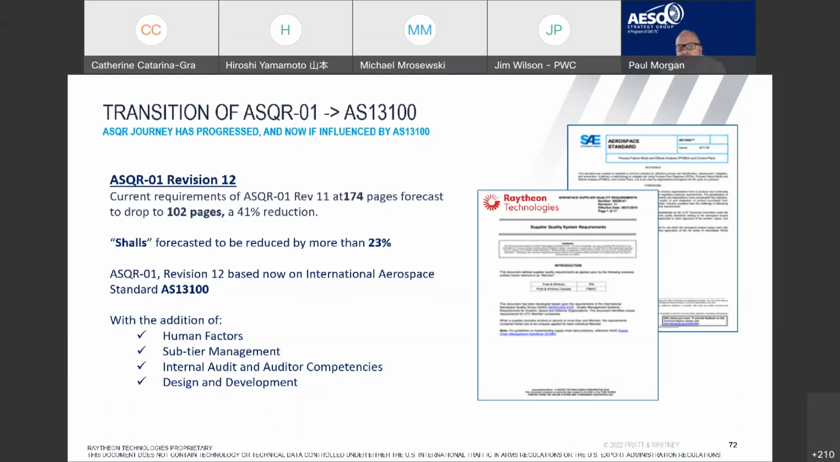And we're also really focusing on how our revision 12 is really aligning to AS 13100. We're adding human factors. We're adding sub-tier management. We're adding internal audit and auditor competencies. And we're focused also on design and development.